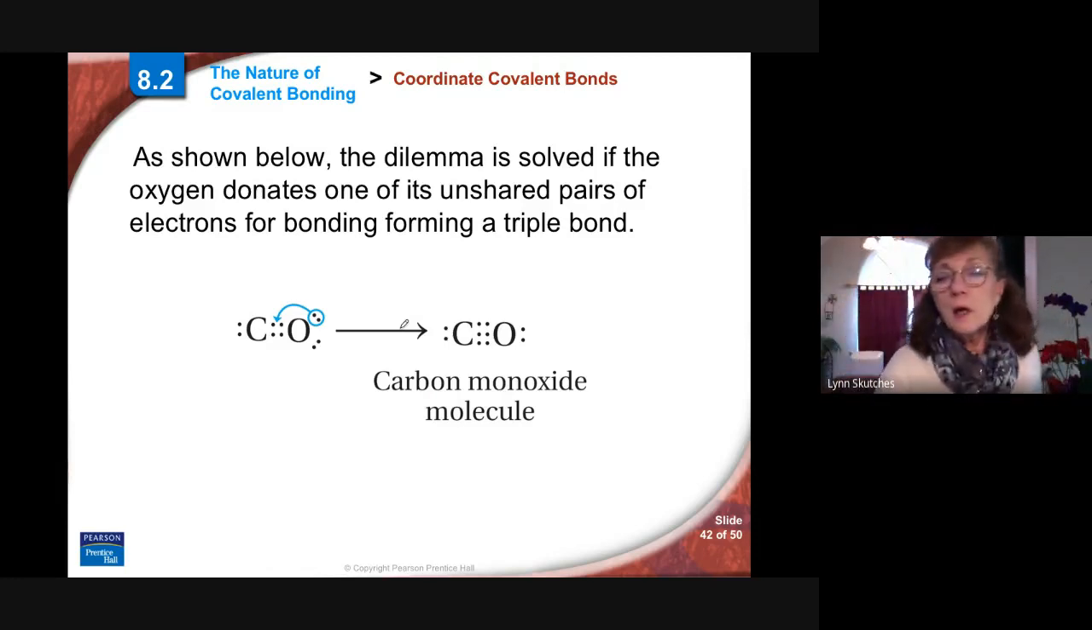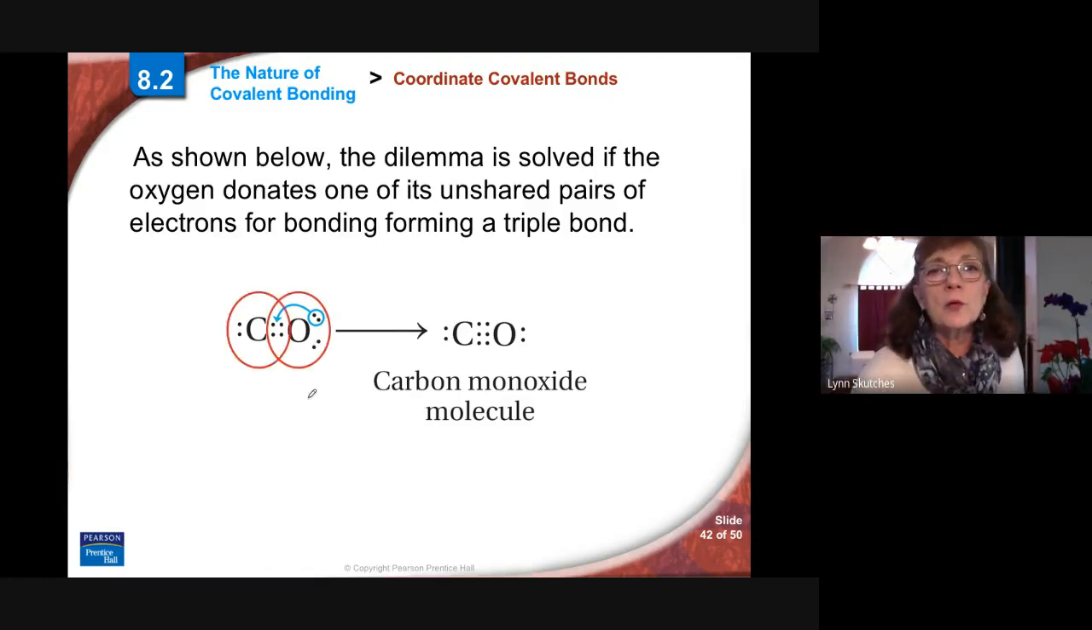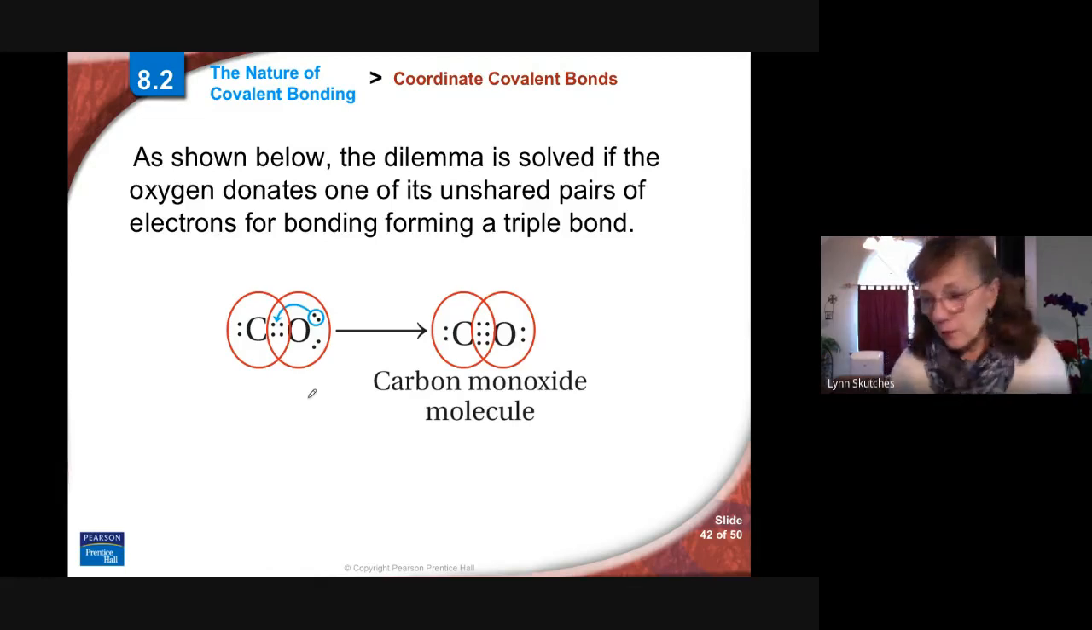Sorry. Oxygen actually moves 2 of its lone pair electrons. So this molecule ends up with something closer to a triple bond. And that is a very difficult bond to break, which is one of the reasons why it's very difficult to clear carbon monoxide from your bloodstream. So by doing this, carbon is able to have its octet, and oxygen also has an octet.